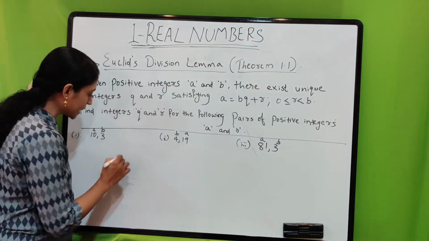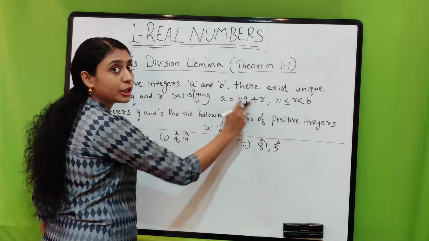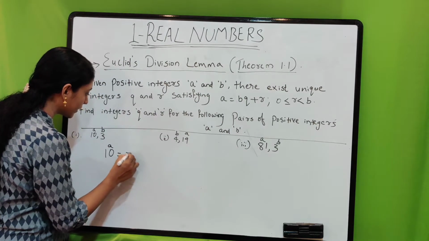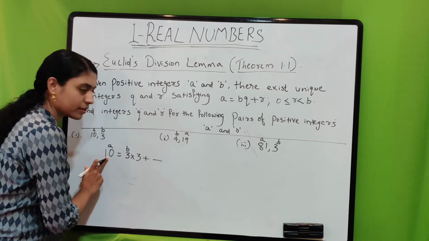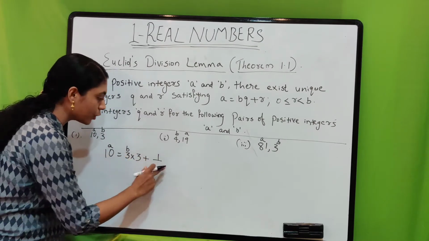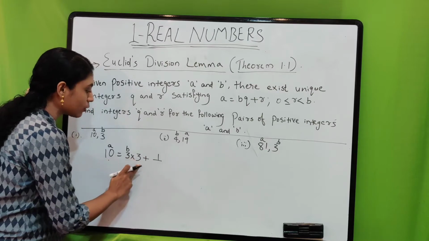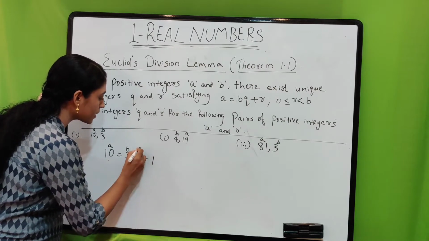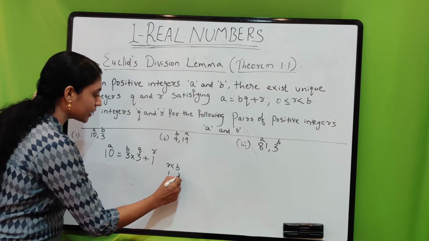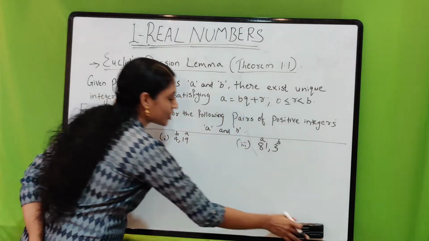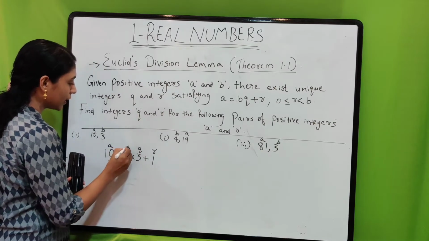Now we can solve the first one, 10 and 3. How can we write it? A is equal to 10, and we have to write it in the form BQ plus R. So we write 3 into 3, that is B into 3, it is 9. Then 9 plus something is equal to 10. It is 1. How did we get 1? 10 minus 9 is 1. So 10 is equal to 3 into 3 plus 1. This is of the form BQ plus R. Is R less than B? Here R is 1 and B is 3. Yes, 1 is less than 3. The condition is satisfied, so we can write 10 is equal to 3 into 3 plus 1.